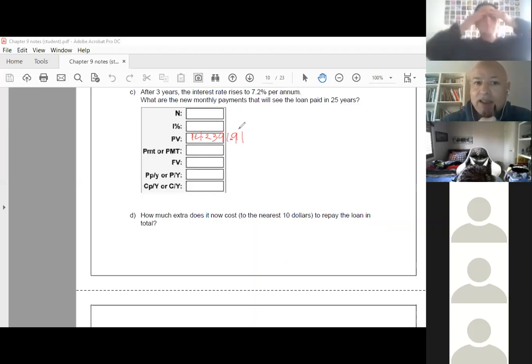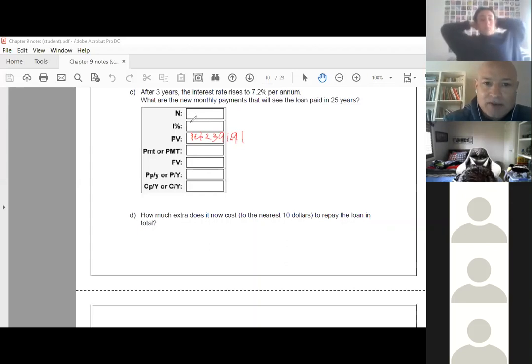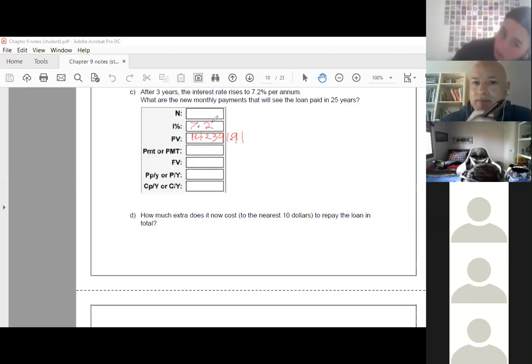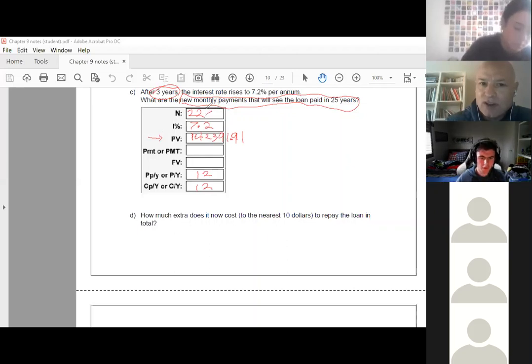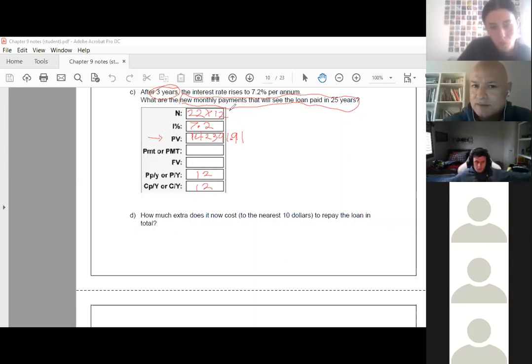The interest rate has changed, so I'm going to go to 7.2 now. The PY and the CY, that's still 12. That has not changed. What are the new monthly payments that will still see the loan paid in 25 years? Now, we don't have 25 years anymore because we've already used up 3 years, so we've only got 22 years now. So 22 years times 12. Any questions about that one?